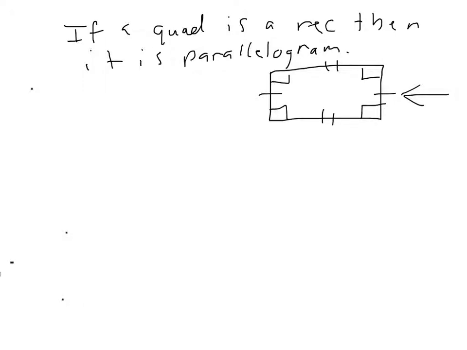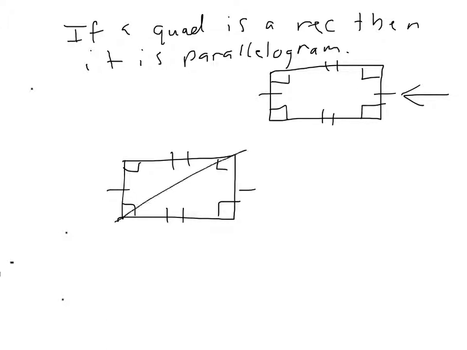Secondly, if a parallelogram is a rectangle, then its diagonals are congruent. So if you have a rectangle, then you know that its diagonals are going to be congruent. So diagonals are congruent. Okay, so those are the two things you need to know about rectangles.